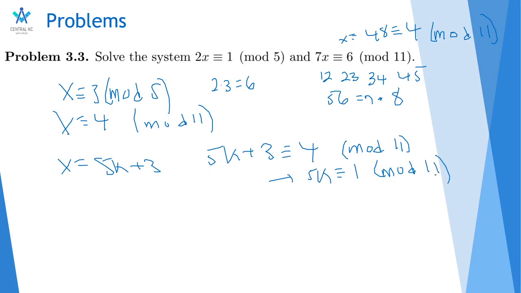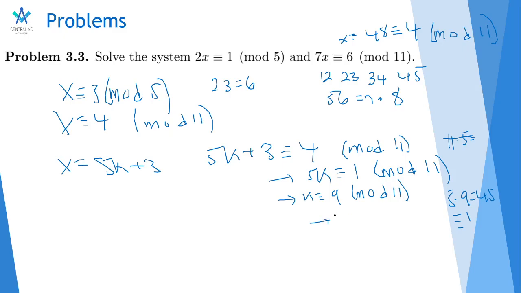So we have to find the modular inverse of 5 modulo 11. Note that 5 times 9 is equal to 45, which is congruent to 1 modulo 11. So we multiply both sides of this congruence by 9, and we are left with k is congruent to 9 modulo 11. That's all good.